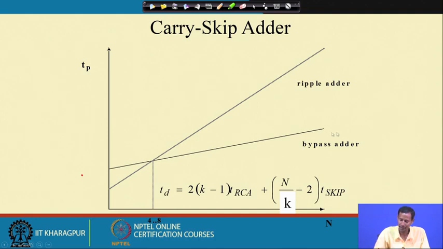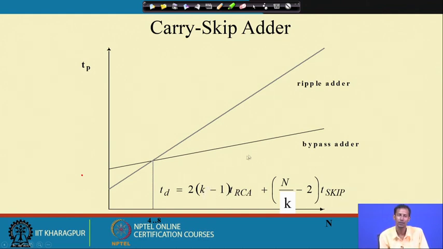But for the bypass adder, what happens? Initially the delay is more if we consider a lower number of n. But for a larger n, it starts bypassing, and then the delay is reduced when we consider more bits.